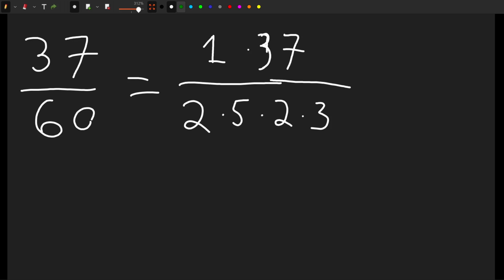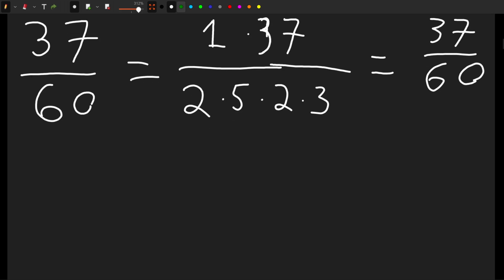And since our top factor is only 1 and 37, and our bottom factors are a 2, 2, and a 3 and a 5, we have nothing in common. And so that means our fraction is already simplified. So we have 37 over 60. We'll have one more example of simplifying fractions.